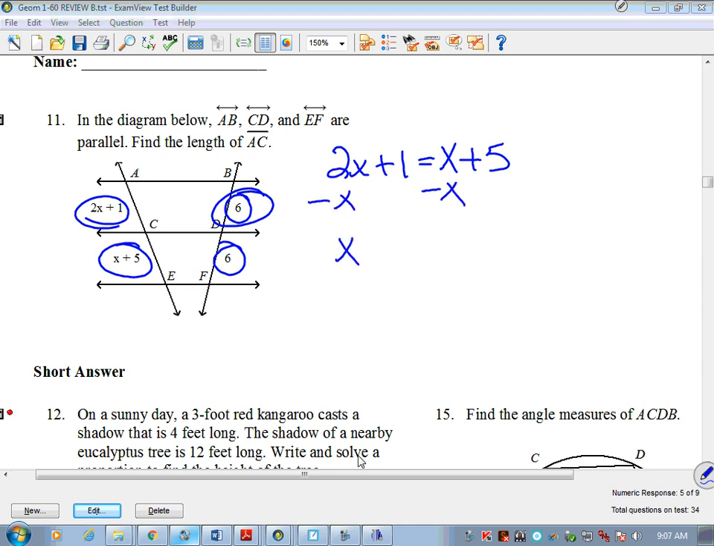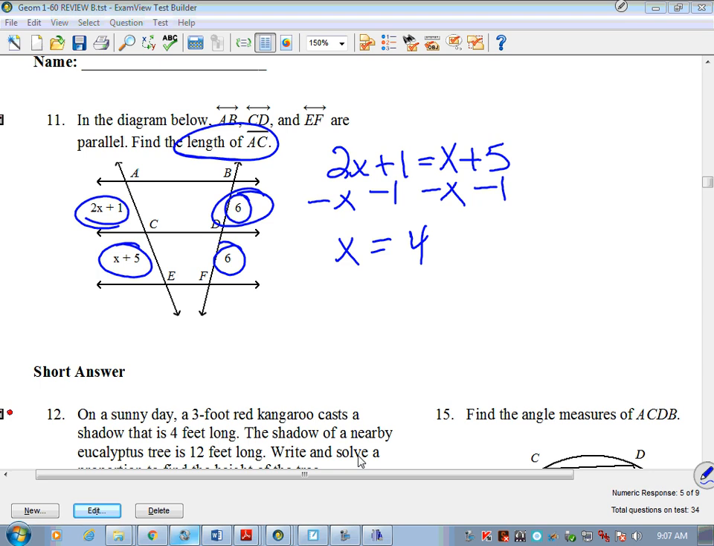That's just going to leave me with x. Subtract 1, x equals 4. And it says final length of AC. And that's the really important part here, because it doesn't want just what is x. So we actually want to substitute 4 in for x.